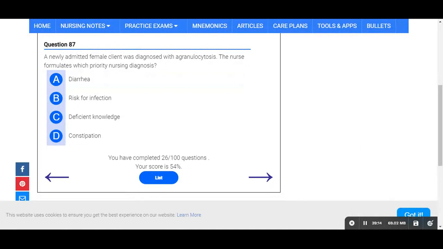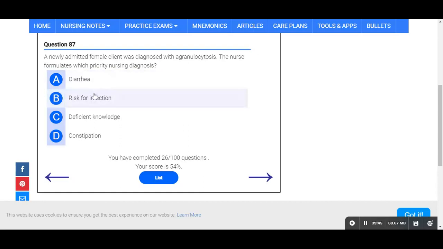Okay, a newly admitted female client was diagnosed with agranulocytosis. The nurse formulates which priority nursing diagnosis. So, agranulocytosis, we have to read about this briefly first. Agranulocytosis is a serious condition that occurs when there is an extremely low number of granulocytes in blood.